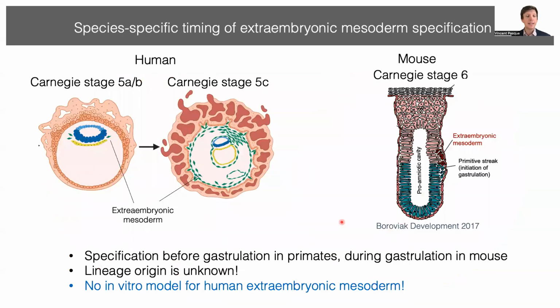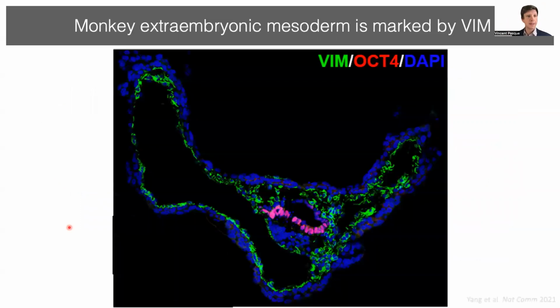What's fascinating is that it also arises in the embryo with species-specific kinetics. In mouse, extraembryonic mesoderm cells arise at gastrulation from the primitive streak. However, that's not the case in human. In humans, the cells arise in the embryo several days before gastrulation and from an unknown origin. And as I mentioned, there was no in vitro model for human extraembryonic mesoderm cells.